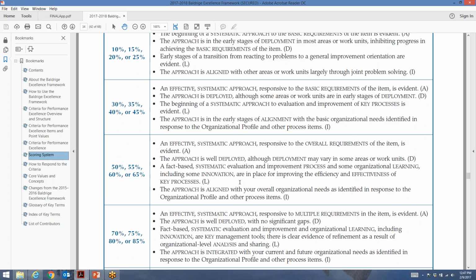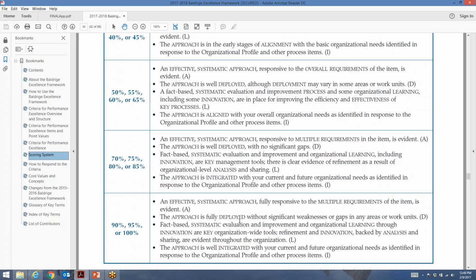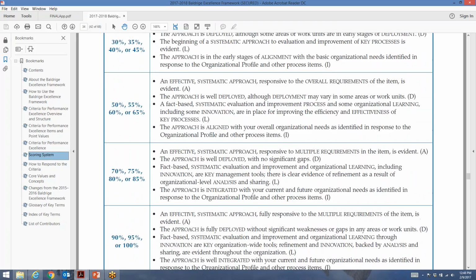Moving up to 50 to 65, I've got a fact-based systematic evaluation and improvement process, and I've got some organizational learning, including innovation. And that holds true through 70 to 85. Notice these are essentially the same descriptors, although there's some sharing here, and then it's just more prevalent here. Okay, so again, this one is hard to write into an application.